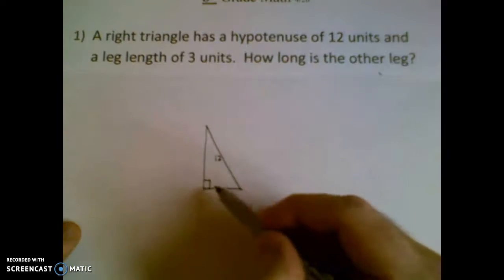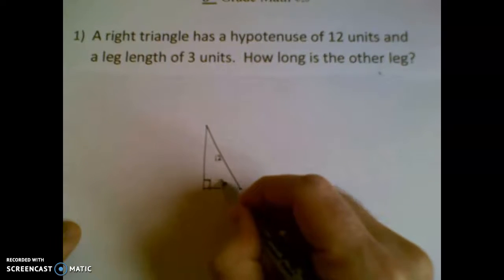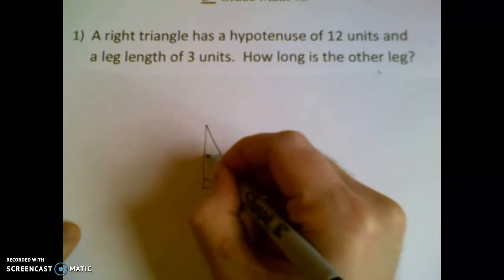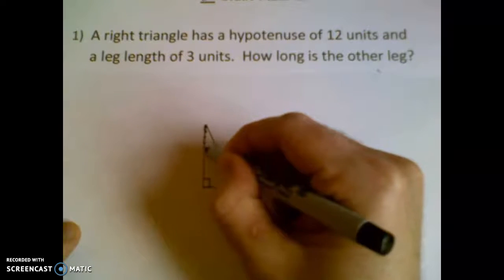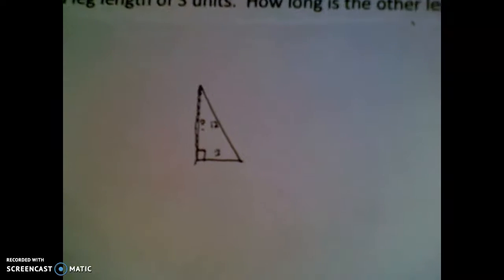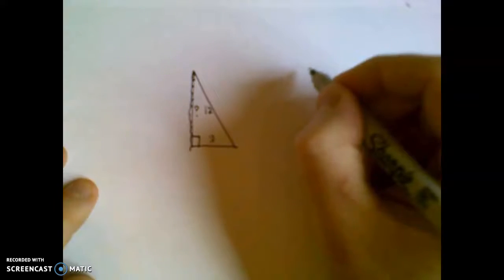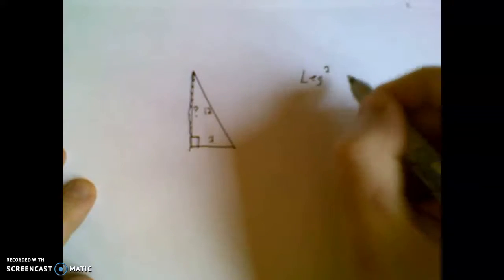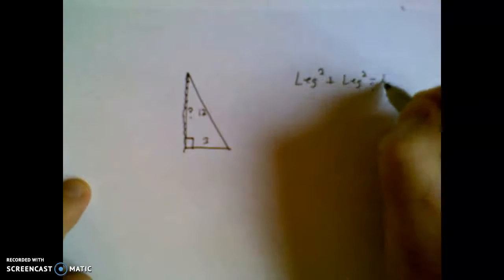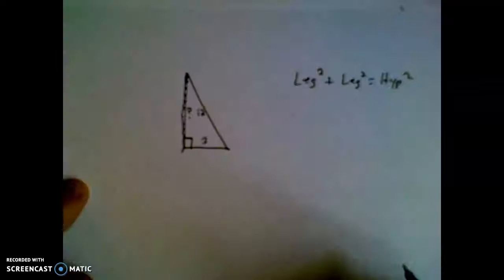So I can choose either of these. I'll just go ahead and say this leg length is 3. And I want to know how long the other leg length is. So how long is this side over here? And to do that, we're just going to use the Pythagorean theorem. So Pythagorean theorem is leg squared plus leg squared. And when you add them together, it will always equal the hypotenuse squared.